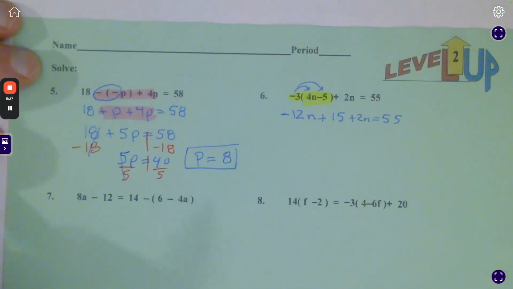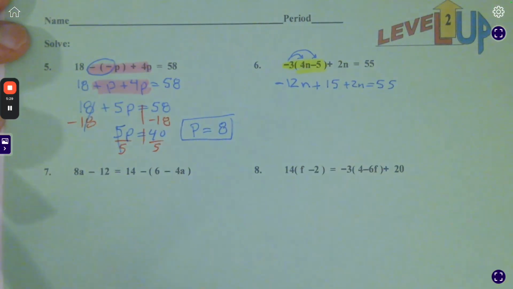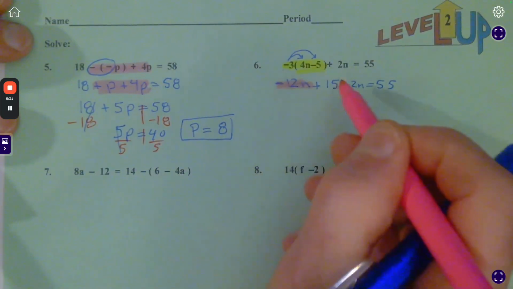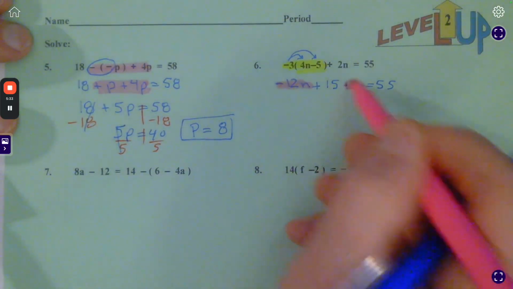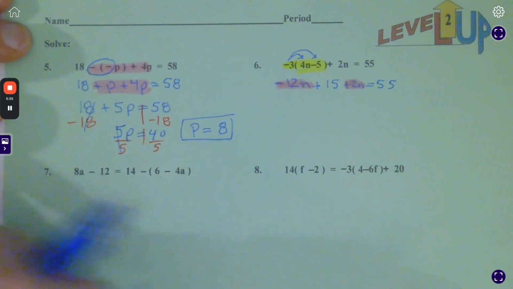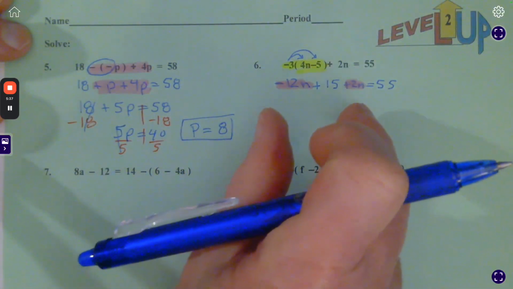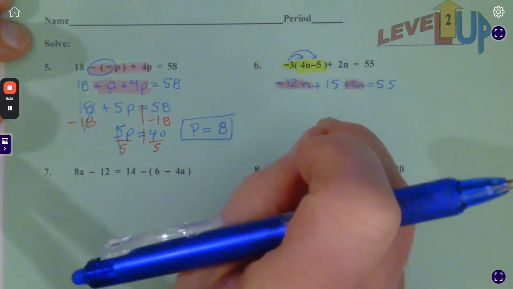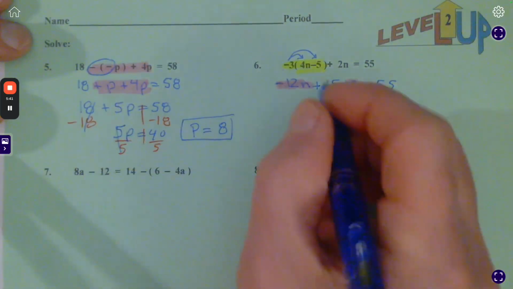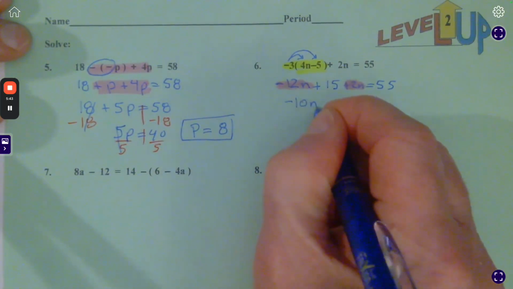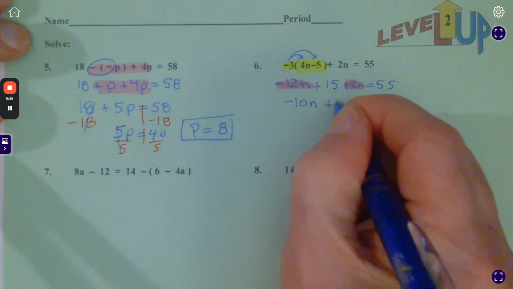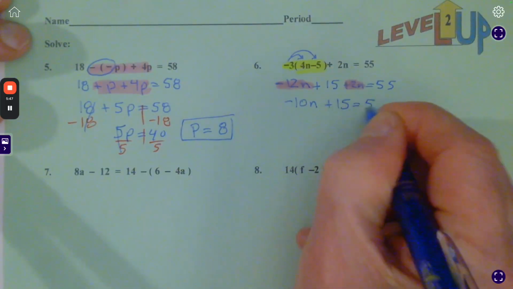Okay, now what I notice is I have like terms. This term on the left and this term on the left are like. So I do not do inverse operations when they're on the same side. I combine them. Negative 12 plus 2 is negative 10. Category is N. That's what makes them like. They have the same category.